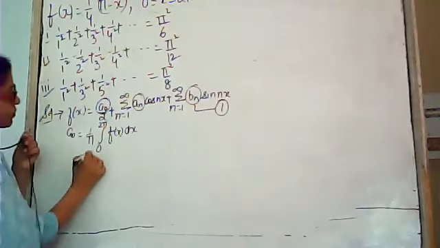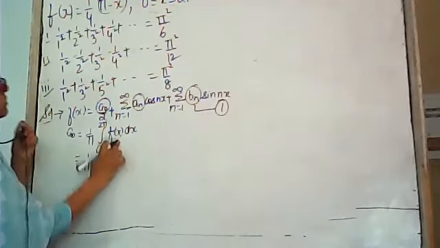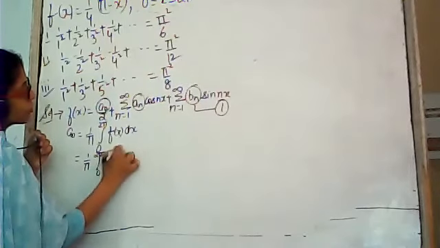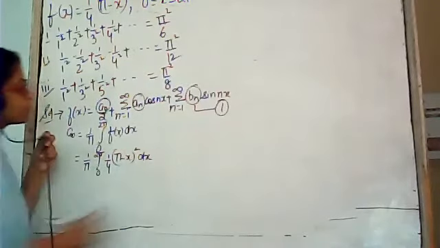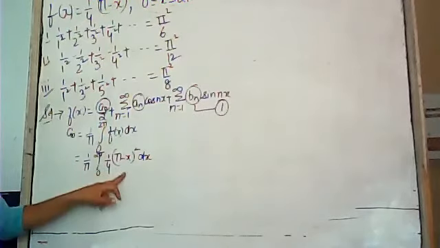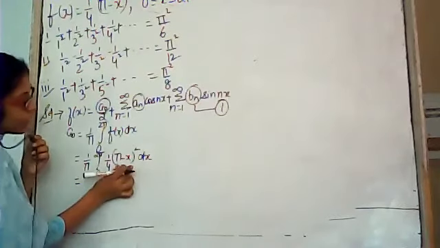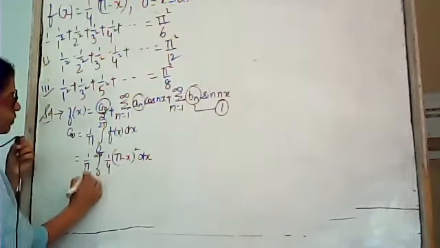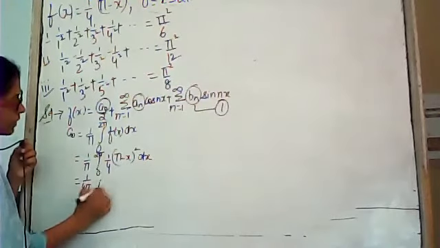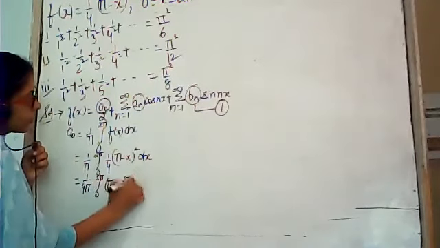So this is equal to 1 by pi integral 0 to 2 pi f(x), and the value of f(x) is 1 by 4 (pi minus x) the whole square dx. We have substituted the value of f(x). After that, we have to integrate this function. 4 is constant, we can take it outside. It will be equal to 1 upon 4 pi, integral from 0 to 2 pi, (pi minus x) the whole square dx.